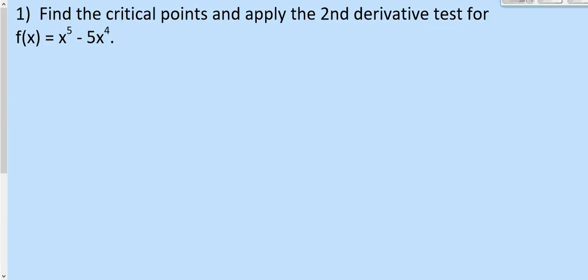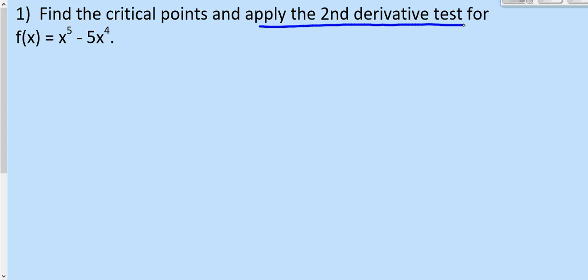Okay, number 1, find the critical points and apply the second derivative test for f of x equals x to the 5th power minus 5x to the 4th. So when it says apply the second derivative test, we're going to figure out if we have local maxes or local mins using the second derivative test.